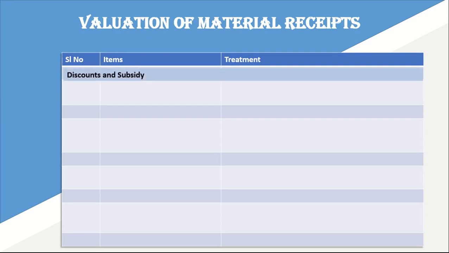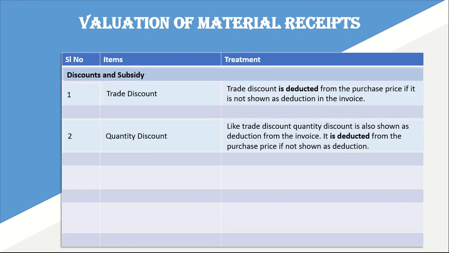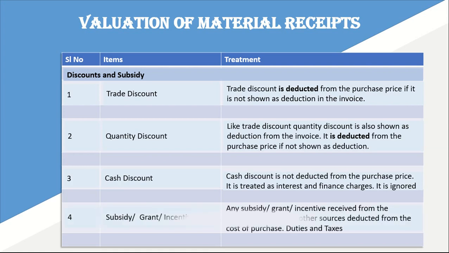Discounts and subsidy. Trade discount. Trade discount is deducted from the purchase price if it is not shown as deduction in the invoice. Quantity discount. Like trade discount, quantity discount is also shown as deduction from the invoice. It is deducted from the purchase price if not shown as deduction. Cash discount. Cash discount is not deducted from the purchase price. It is treated as interest and finance charges. It is ignored. Subsidy or grant or incentives. Any subsidy or grant or incentive received from the government or from other sources is deducted from the cost of purchase.